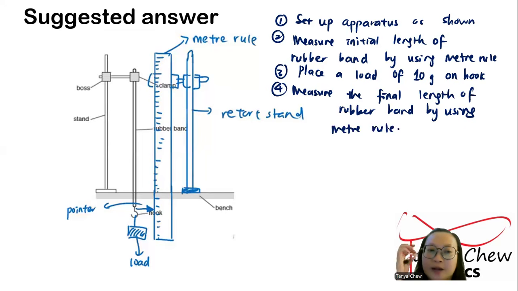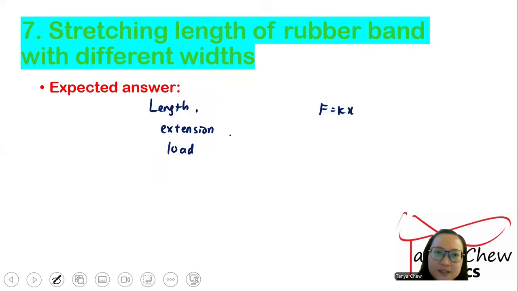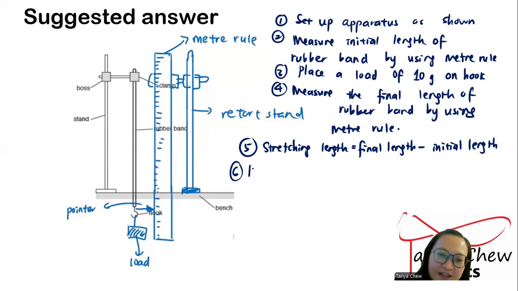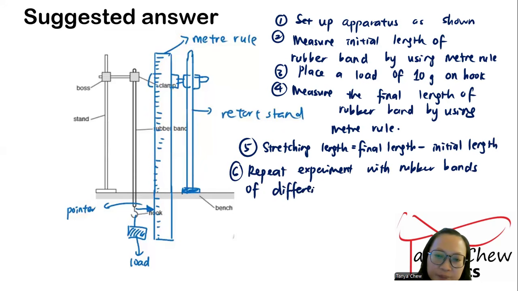One of the improvement is that I use pointer. Is that okay? Now, okay. Is this called stretching length? Okay, stretching length is equal to final length minus initial length. That's all. And then you could say that repeat experiment with rubber bands of different widths. That's it.